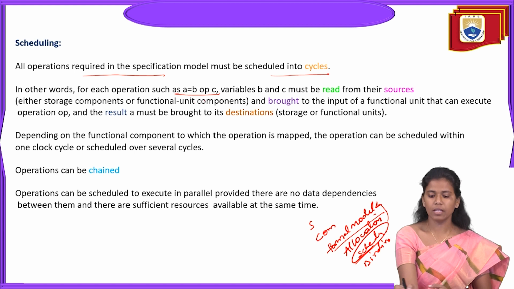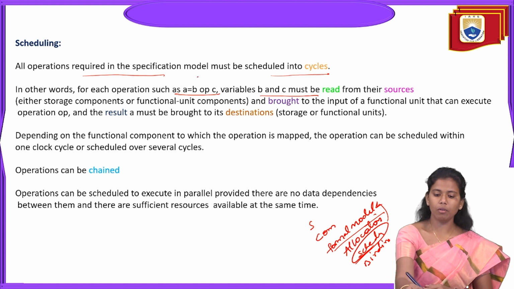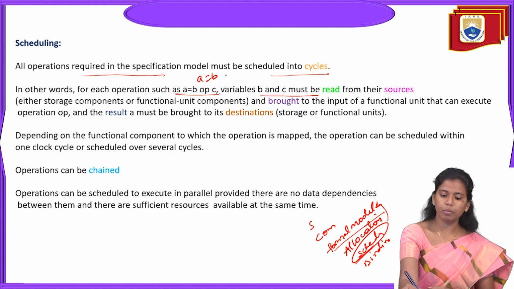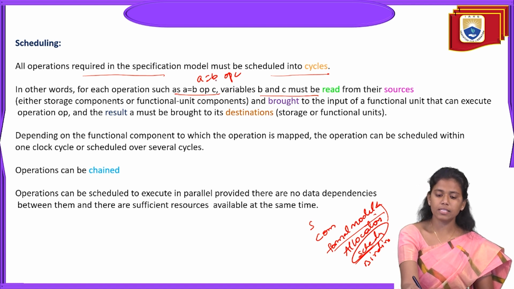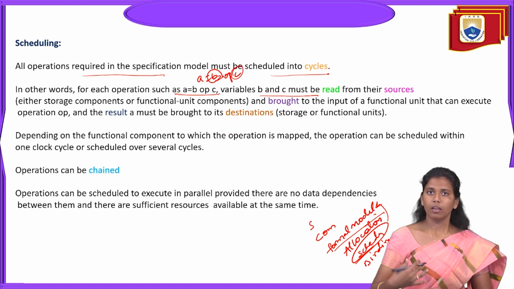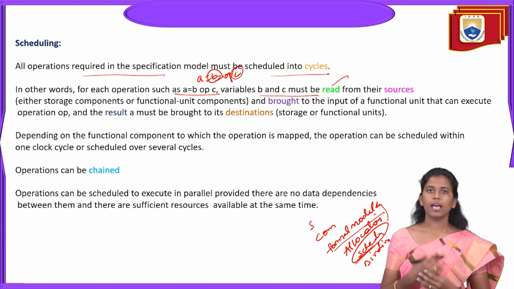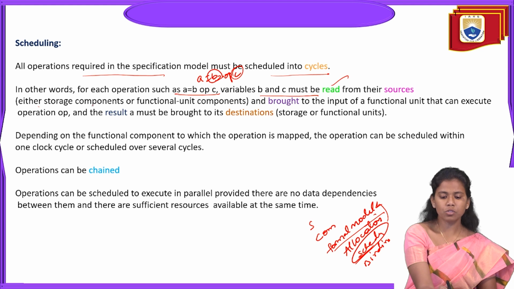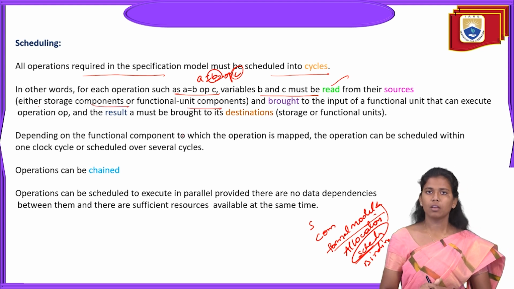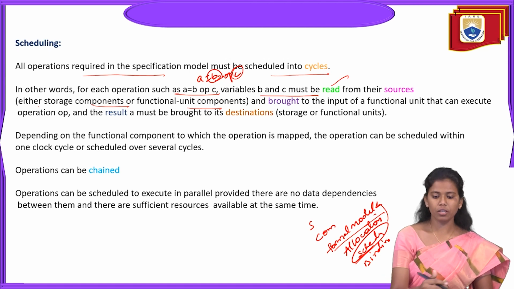So the variables B and C must be read from their sources. As I said, A = B op C, right? In order to schedule this task, I have to read B and C from the sources. From their sources they have to be read first, and then they can be written as well. The sources are either storage components or functional unit components. So how can they read or write from the storage components or from the functional unit components?